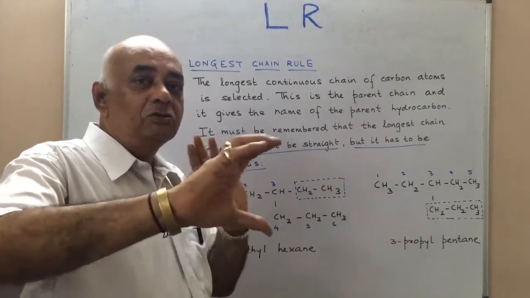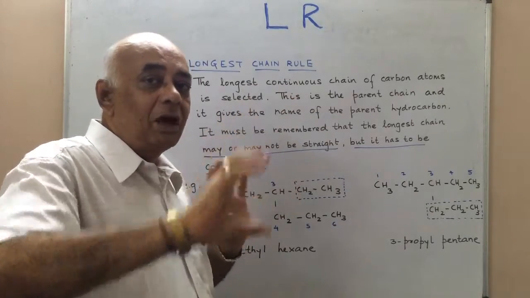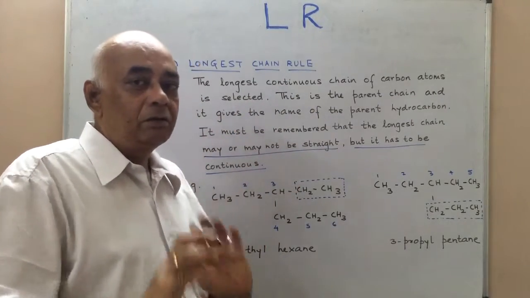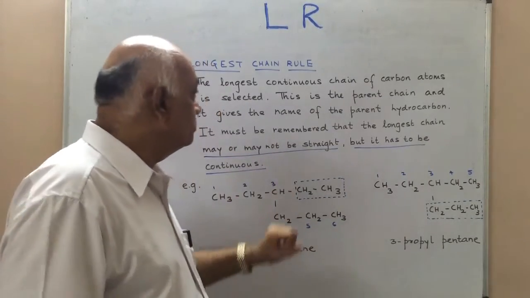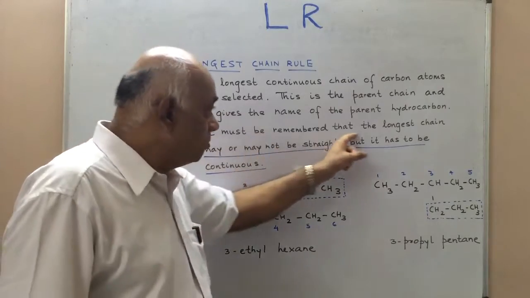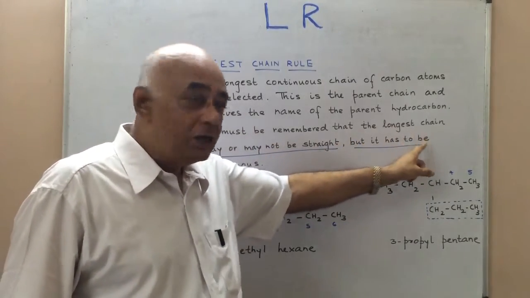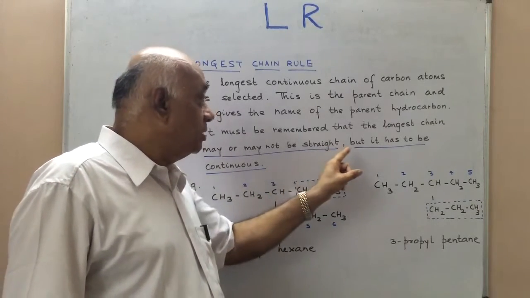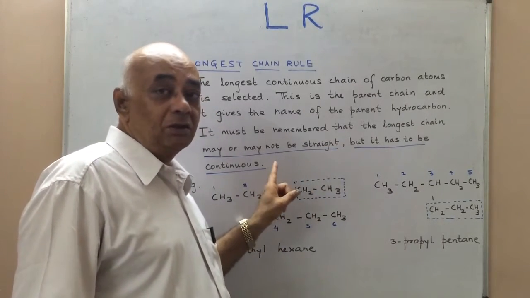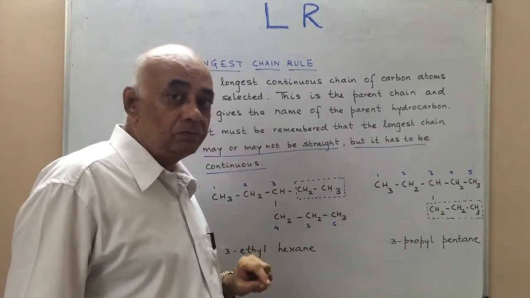For example, if the chain chosen had 7 carbon atoms, then it would be a heptane. If it had 3 carbon atoms, then it would be a propane. It must be remembered that the longest chain that we have chosen may or may not be straight, but it has to be continuous, and this is very, very important.